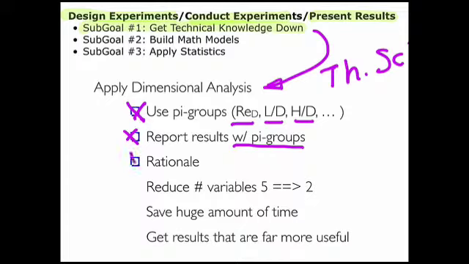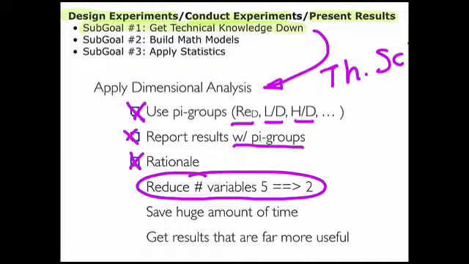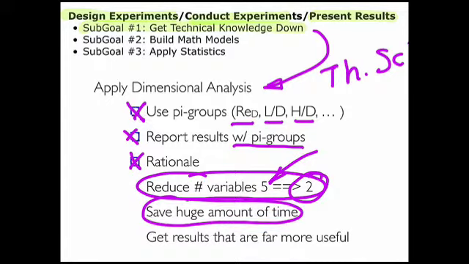And the reasons for doing this is dimensional analysis always reduces the number of variables. For example, if you have 5 dimensional variables and you then form pi groups, you subtract the number of primary dimensions, so 5 minus 3, and you would actually reduce the number of variables that you have to vary during your experiment from 5 to 2. And so this is a huge amount of time savings. And then when you present your results with pi groups, they generalize to many more cases. So the results end up being far more useful for your customers.